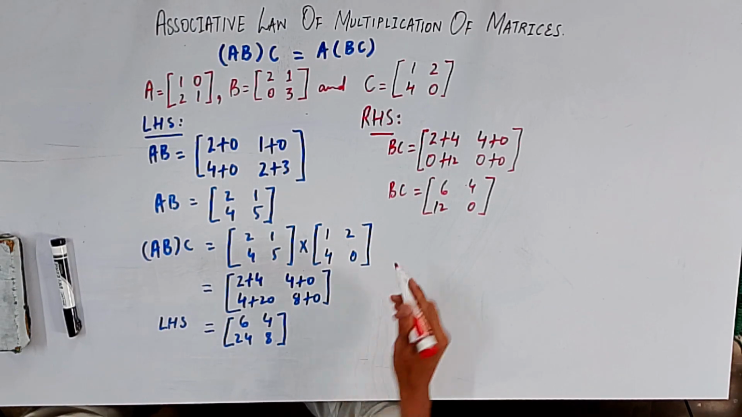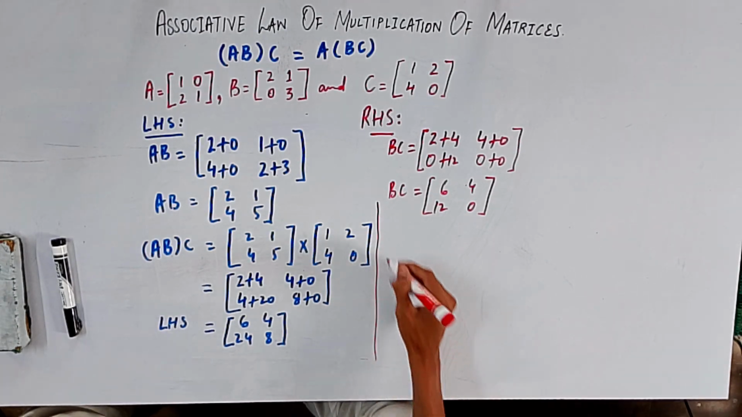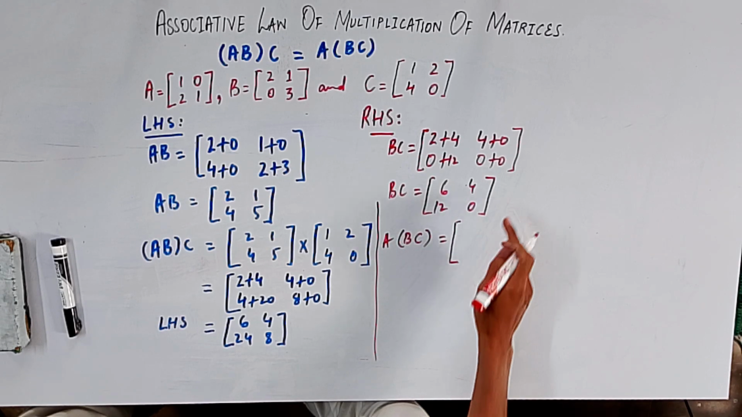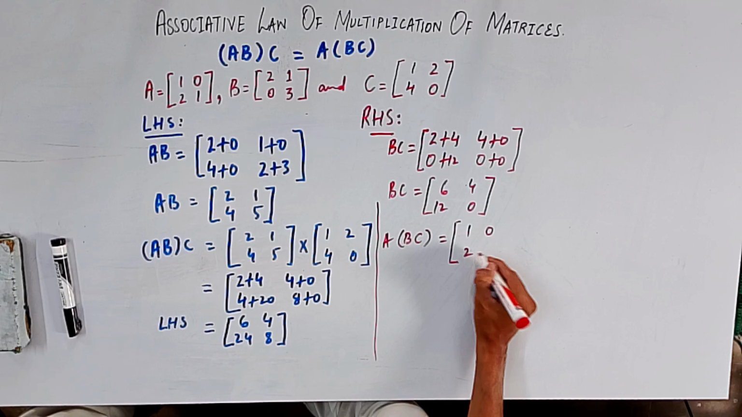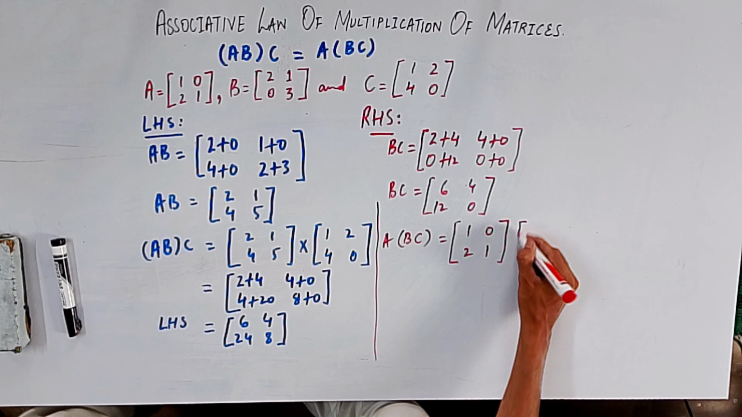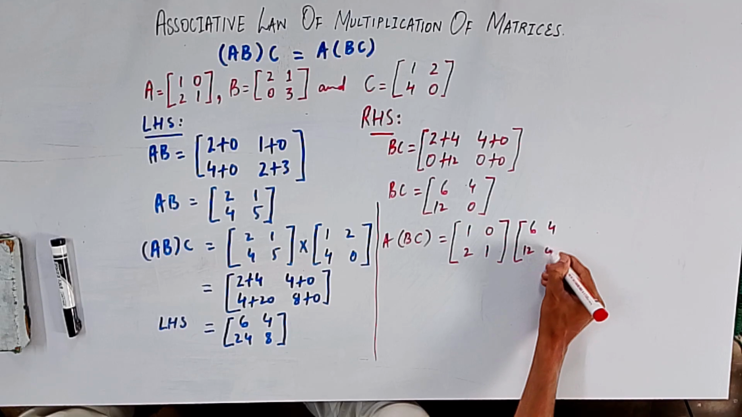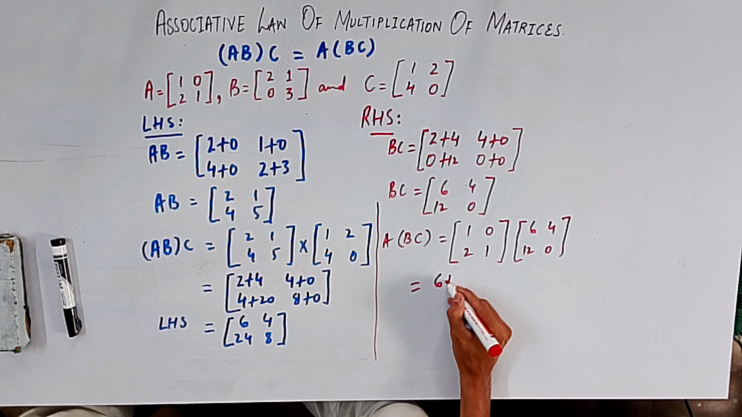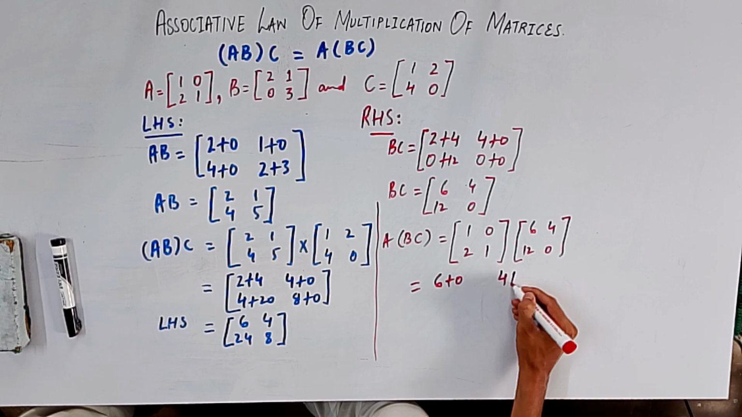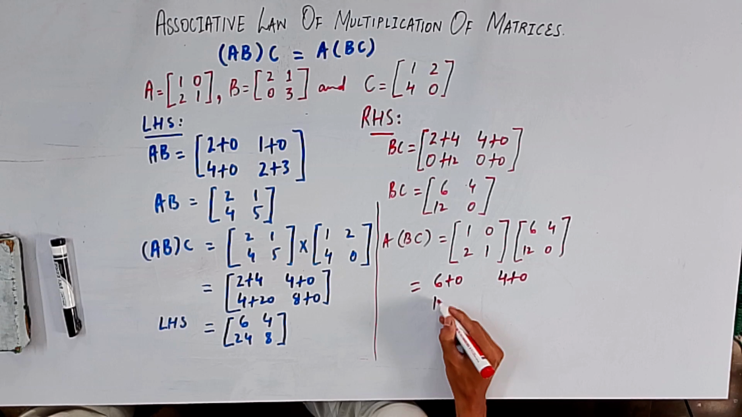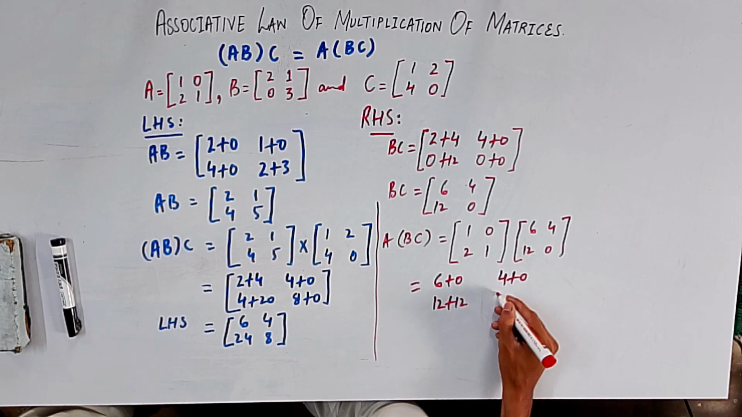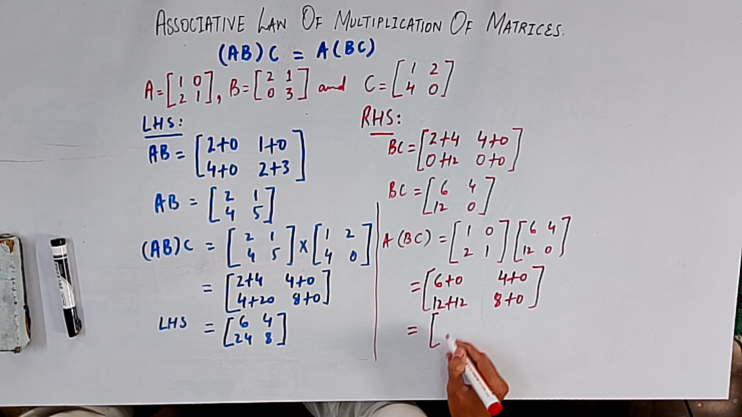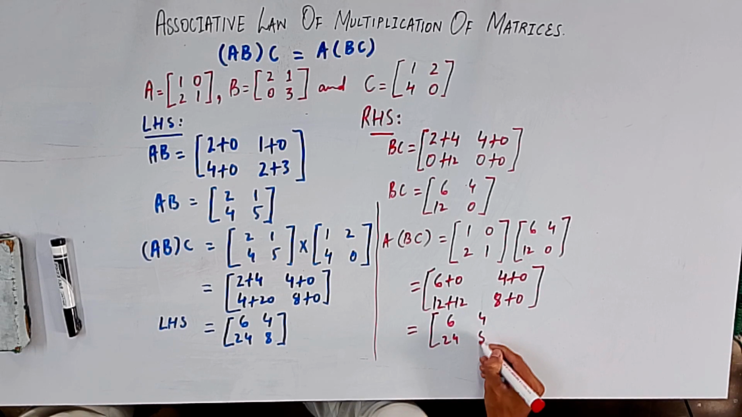Now you need to multiply this particular matrix with A. So be careful with the order. You need to write A first. So A bracket BC means that A multiplied by this matrix. So A is 1 0 2 1, multiplied with this matrix 6 4 12 0. Now let's do it. 1 6 is 6, 0 12 is 0, 1 4 is 4, 0 0 is 0, 2 6 is 12, 1 12 is 12, 2 4 is 8, 1 0 is 0. So by adding it or simplifying it, you will get 6, 4, 24 and 8.